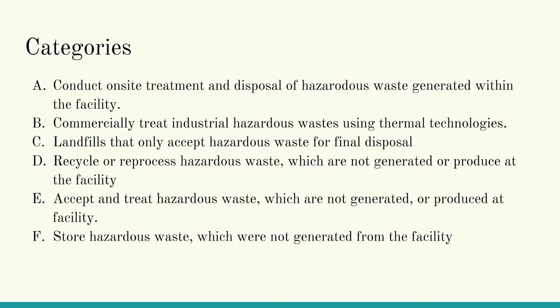Category A. Facilities that conduct on-site treatment and disposal of hazardous waste generated within the facility that employs or utilizes technologies from categories B to E. Category B. Commercially treat industrial hazardous waste using thermal technologies. This can be done burn or non-burn. Burn technologies such as plasma, arc pyrolysis, gasification, rotary or fluidized bed incinerator, cement kiln, and other types of burn technologies. The other one is non-burn technologies such as autoclave, microwave, sterilization, hydroclave, and irradiation.